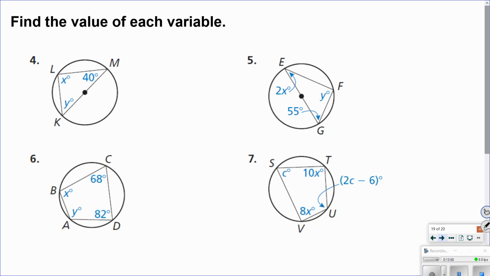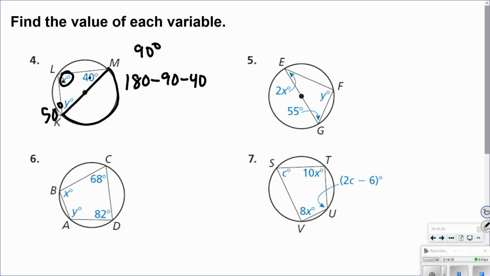If you look at number 4, this is the diameter, so that means it cuts off a 180-degree arc. That means x has to be 90. If I know that one's 90 and 40, I can subtract those from 180. That gives me y, so what, 50 degrees?